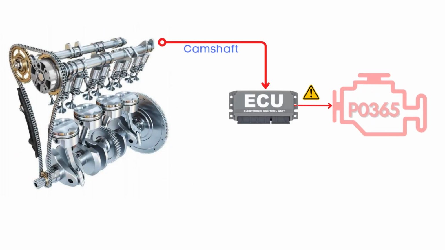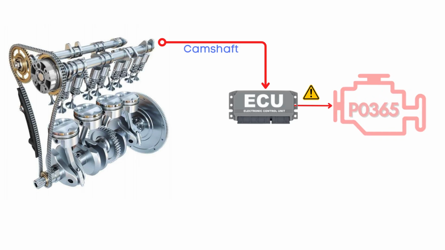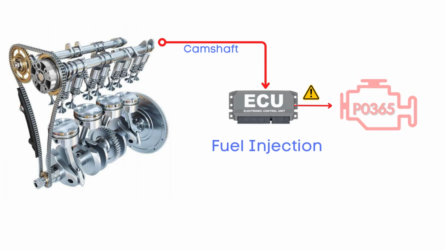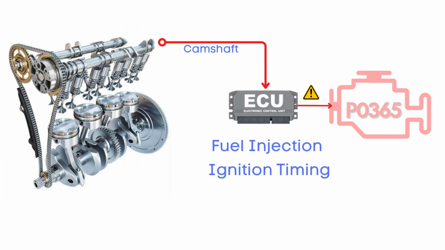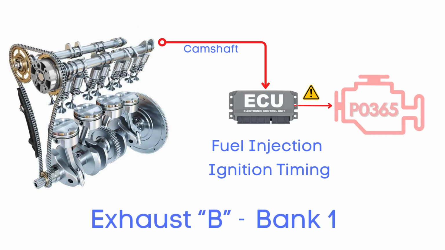Now, this sensor plays a super important role because it helps the ECM figure out the exact position of the camshaft, which it needs in order to manage fuel injection and ignition timing. It indicates an issue with the camshaft position actuator circuit for bank 1, specifically referring to the exhaust camshaft.